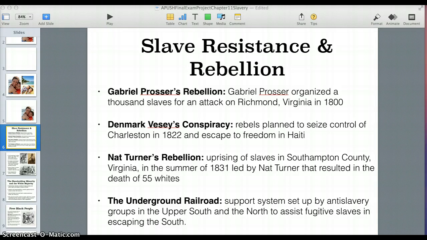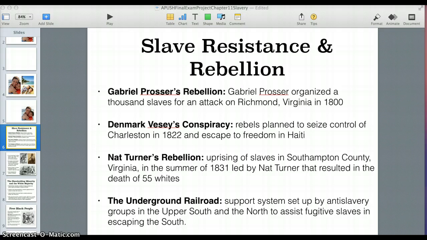Prosper and 25 of his followers were executed. The most carefully planned slave revolt was known as Denmark Vesey's Conspiracy. It was named after its leader, a free black in Charleston. The rebels planned to seize control of Charleston in 1822 and escape to freedom in Haiti, a free black republic, but they were betrayed by other slaves and 75 conspirators were executed.